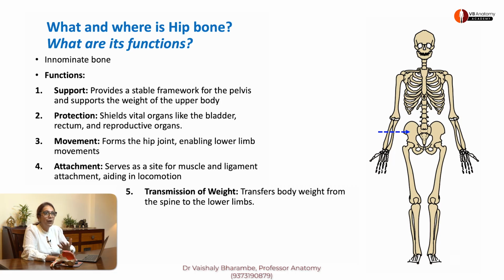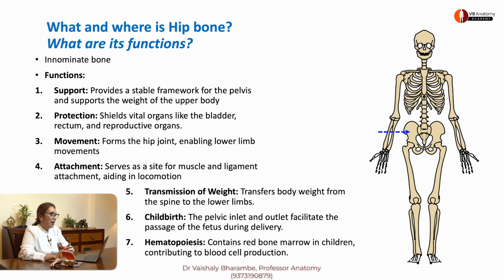Yes, amazing, isn't it? And it's an important part of the body for weight transmission. Your entire body weight transmits through your hip bone into the femur. Of course, it's important for childbirth. It's a canal through which the baby is born. And it's a bone that produces hematopoiesis. It produces your RBCs in the childhood. Okay? So, all this and more are functions of hip bone.